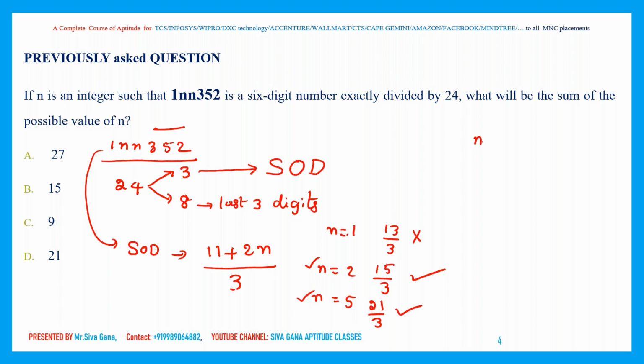Now, similarly, for n equal to 6, 12, not possible. n equal to 8, 2 8s are 16, 27. 27 is divisible by 3. Yeah, another. n equal to 9, not possible. So what are the valid n values? n equal to 8, n equal to 2, n equal to 5. Total is how much? 15. The sum of all the possible values of n is 15. Right? Previously asked TCS question.